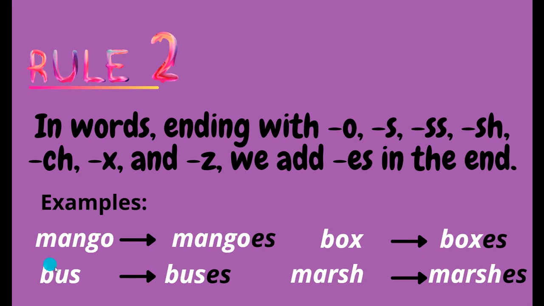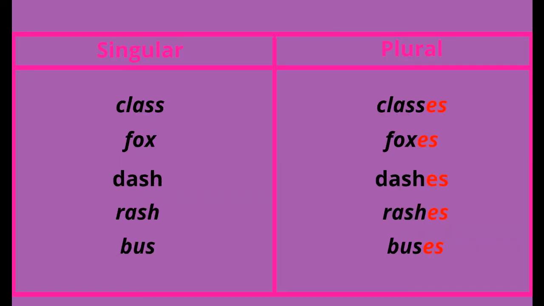Let's see some examples. The word is mango, ending with an O. Mango. So it will be mangoes. We will add ES at the end. Bus will be buses. Box will be boxes. Marsh will be marshes. Let's see some more examples.